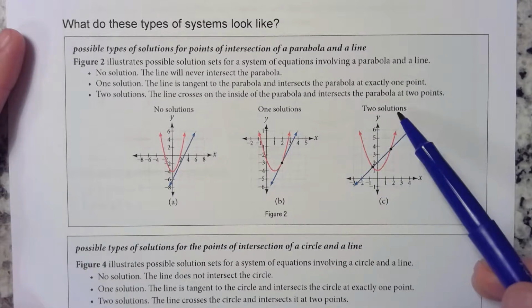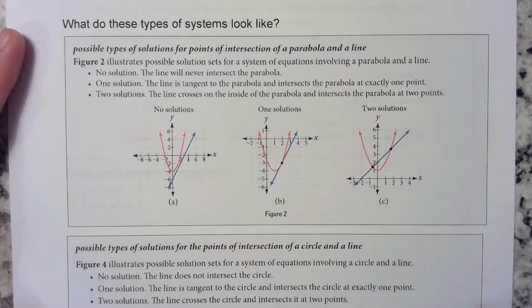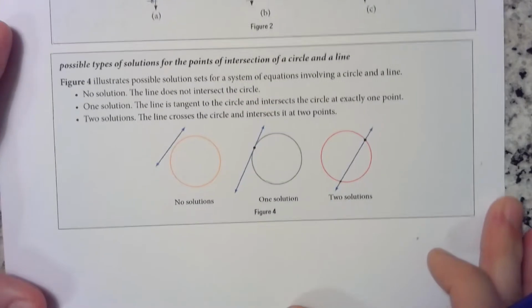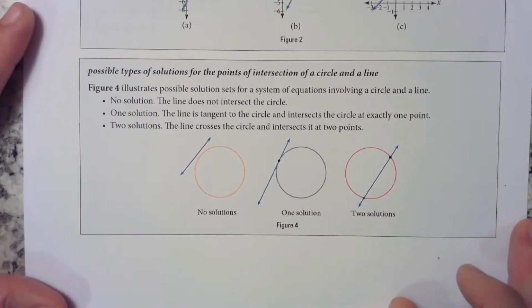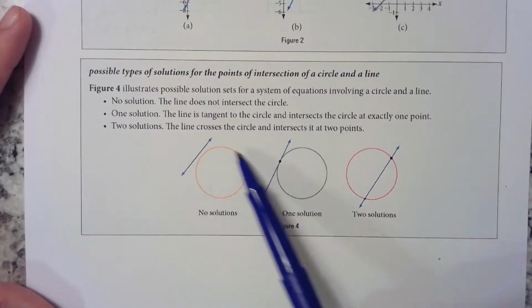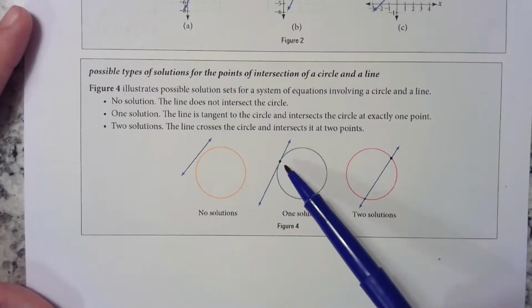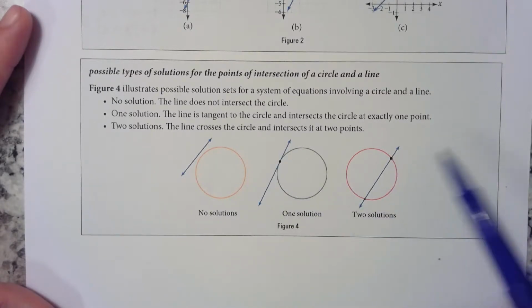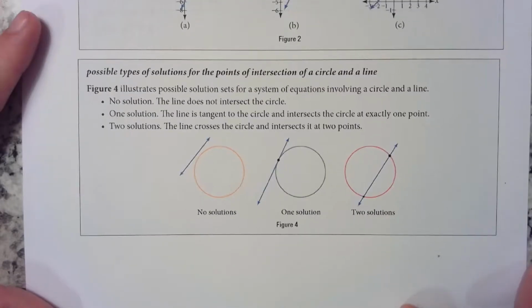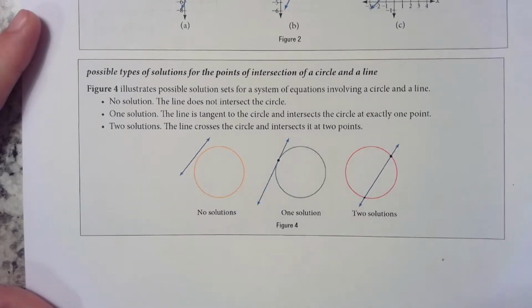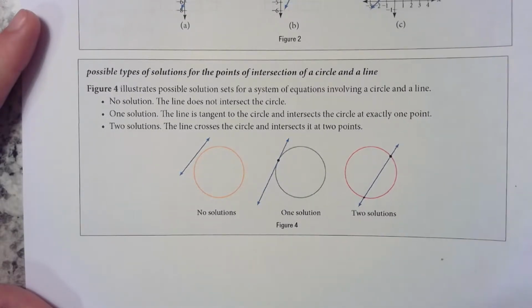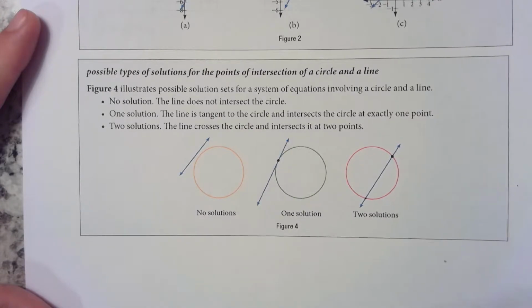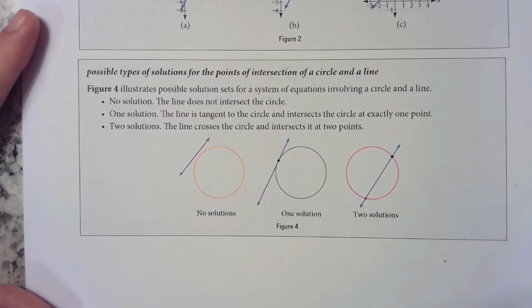Well, what if we have a circle and a line? What are the different ways those could intersect? Well, they could intersect not at all, or in 1 point, or also in 2 points. So if we have a circle and a line, or even something circular like an oval shape, an ellipse, even a hyperbola, then those could intersect in none, 1, or 2 points.